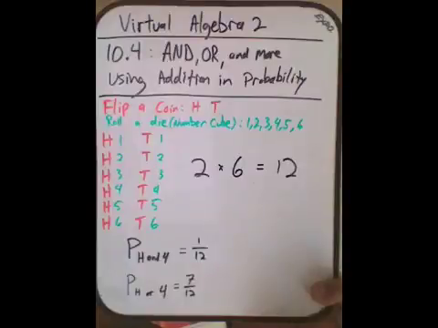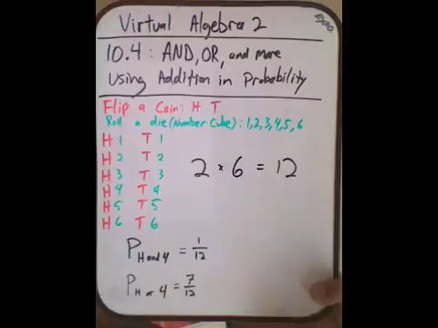In section 10.4, there's kind of a basket of different things we're going to learn about. But the focus is going to be on the difference between "and" and "or" in probability. And there's a little other trick thrown in there as well. The section is titled Using Addition in Probability, and that's a pretty good title.